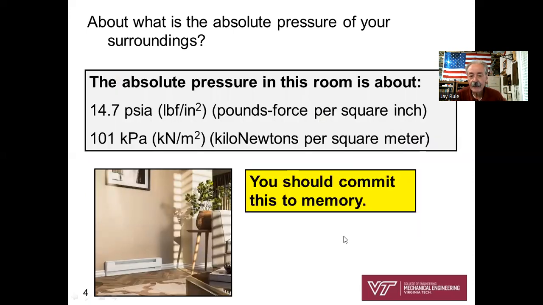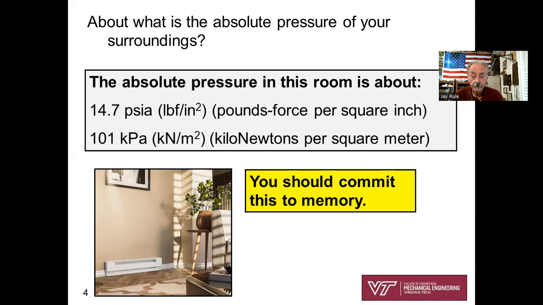The answer. The absolute pressure in this room is about 14.7 psia. Notice here, pounds force per square inch. PSIA, that's absolute pressure. Pounds per square inch, absolute. Or in SI units, it's about 101 kPa. That's kilonewtons per square meter. That's absolute pressure. And if you didn't know both of these, I want to suggest that you commit those numbers and units to your memory. It's really going to pay off for you as you go through the course.